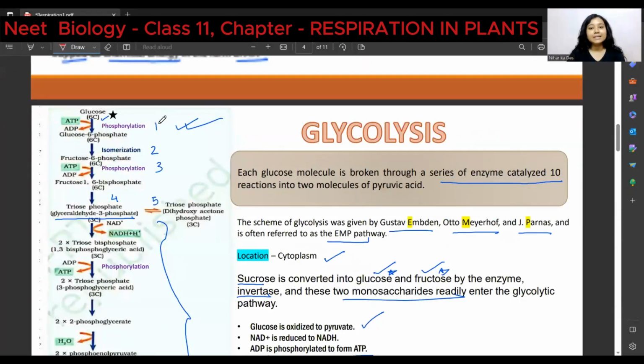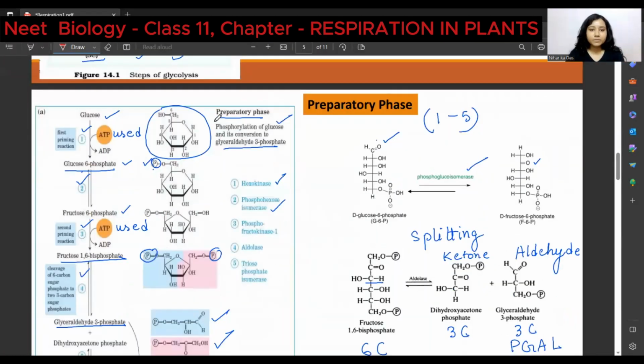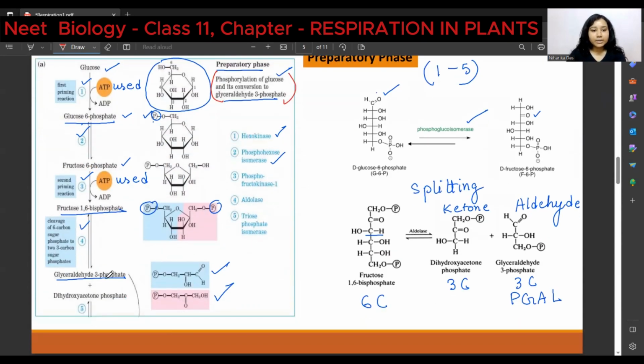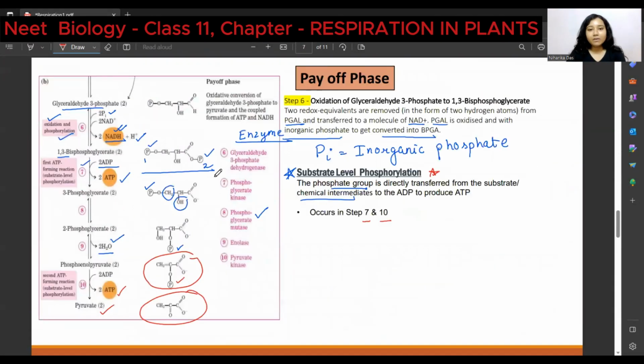We have studied that glycolysis is happening in 2 phases, the preparatory phase and the payoff phase. In the preparatory phase, we can see phosphorylation of the glucose and it is converted into glyceraldehyde 3-phosphate. And we can see how phosphorylation is taking place and how 2 ATP is used, or utilized, in the preparatory phase. Next, in the payoff phase, we can see 4 ATP is released.